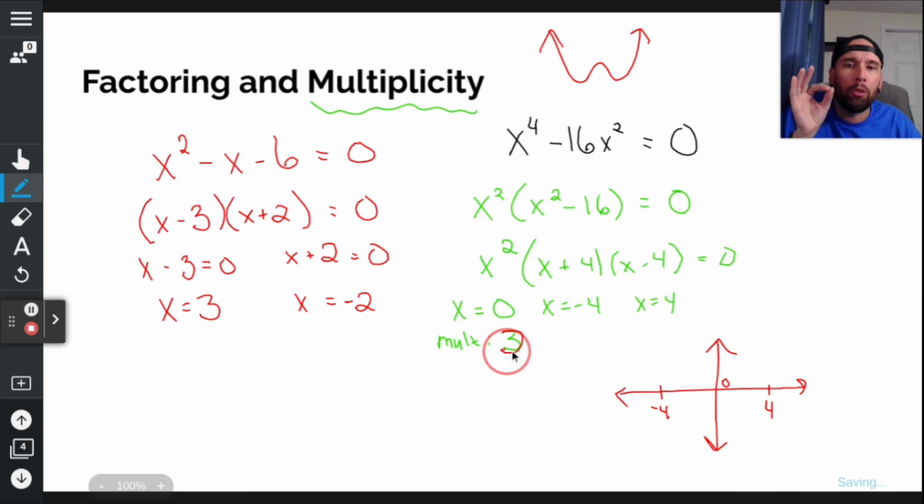And stupid me, I put multiplicity of 3. It's actually multiplicity of 2. I have no clue why I put 3 there.